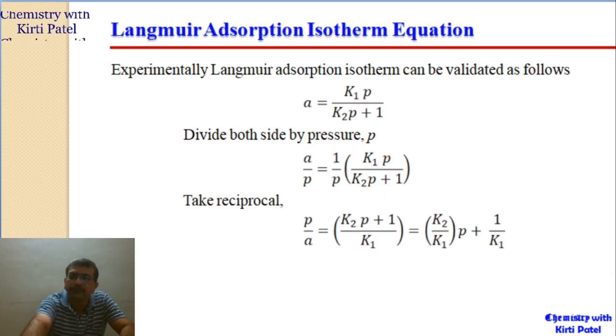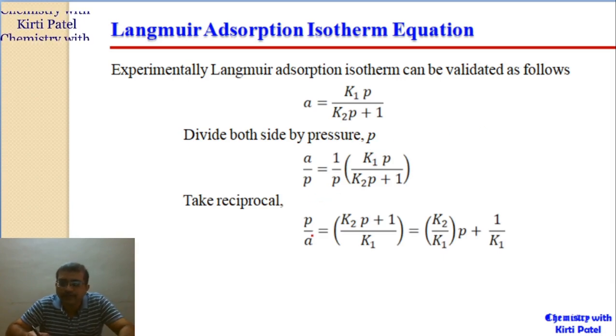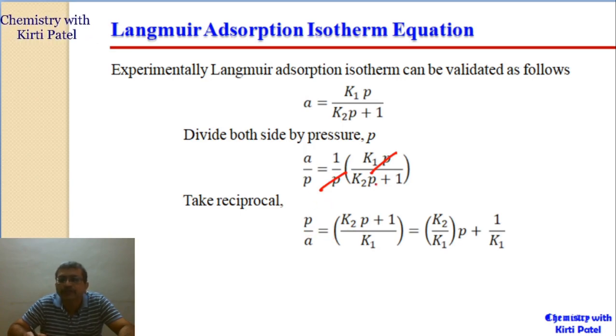If we take the reciprocal of this, we will have P upon A is equal to K2P plus 1 upon K1, or we can write it as K2 upon K1 into P plus 1 upon K1.